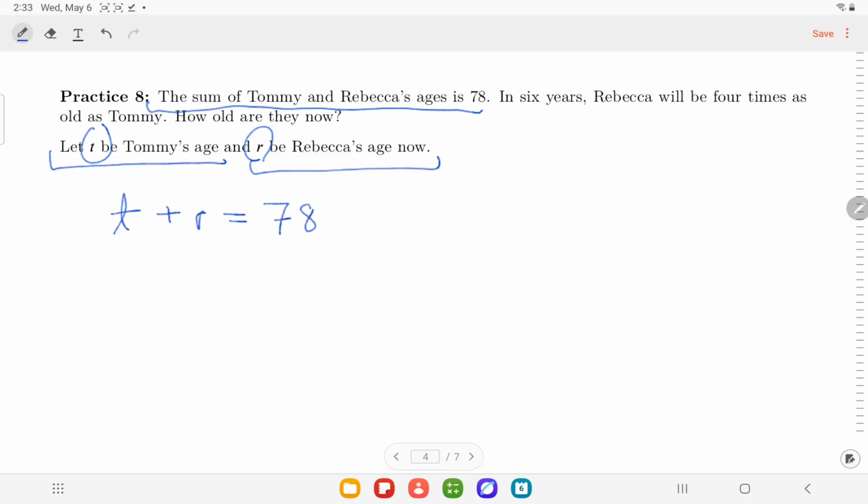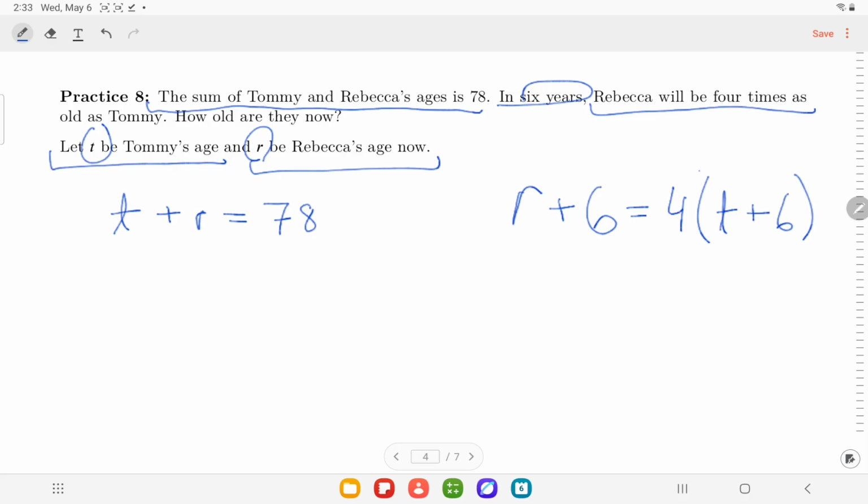And then we also know that in 6 years, Rebecca is going to be 4 times older than Tommy. So in 6 years, Rebecca is going to be her age now, which is R, plus 6. And we know that she's going to be 4 times as old as Tommy. So it's going to be 4 times T plus 6, because this is going to be Tommy's age in 6 years, and Rebecca is 4 times older than Tommy in 6 years.